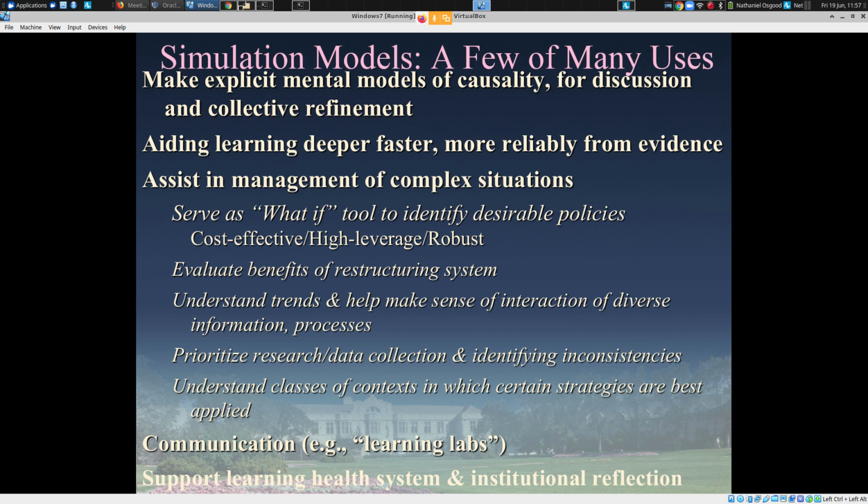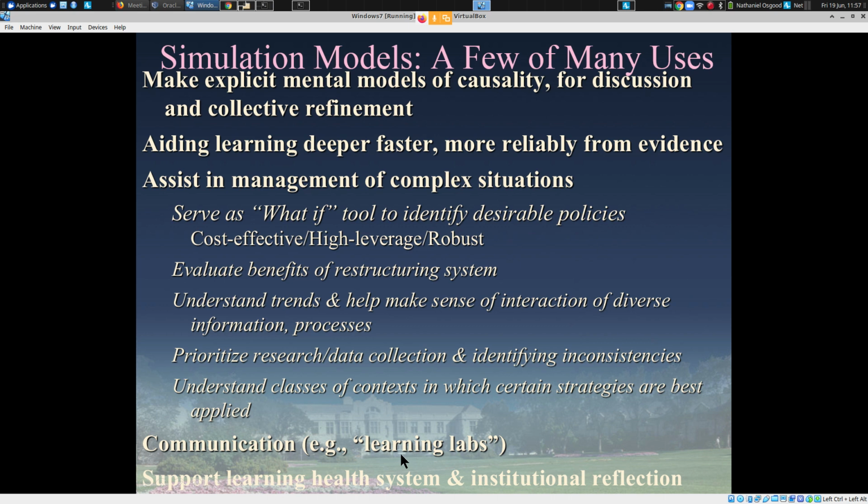And finally, we can understand classes of contexts where certain strategies are best applied. Strategies that work for door-to-door screening in La Loche may not work so well, for example, in Saskatoon. There may be easier adaptation for aspects of the Maple Creek outbreak, for example, or others.